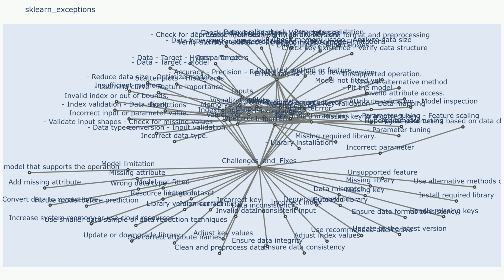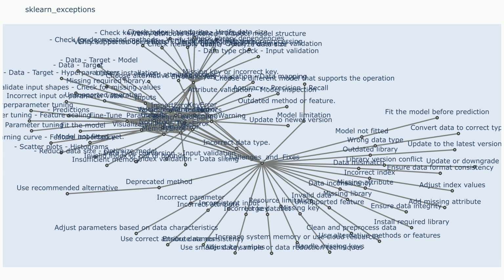Steps. Model initialization. Create an instance of the chosen scikit-learn model. Data preparation. Ensure data is formatted correctly for the model's requirements. Model training. Fit the model to the training data. Model prediction. Use the trained model to make predictions on new data.